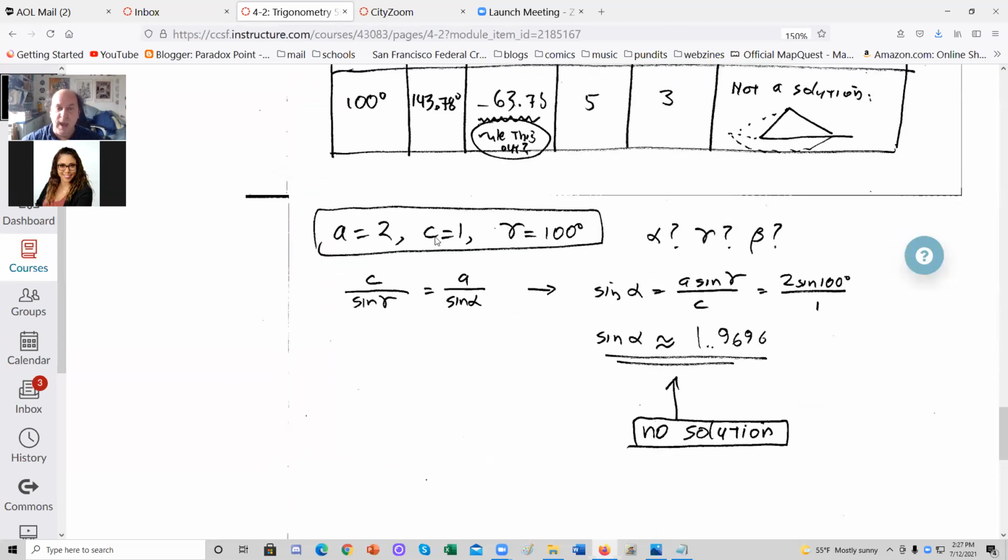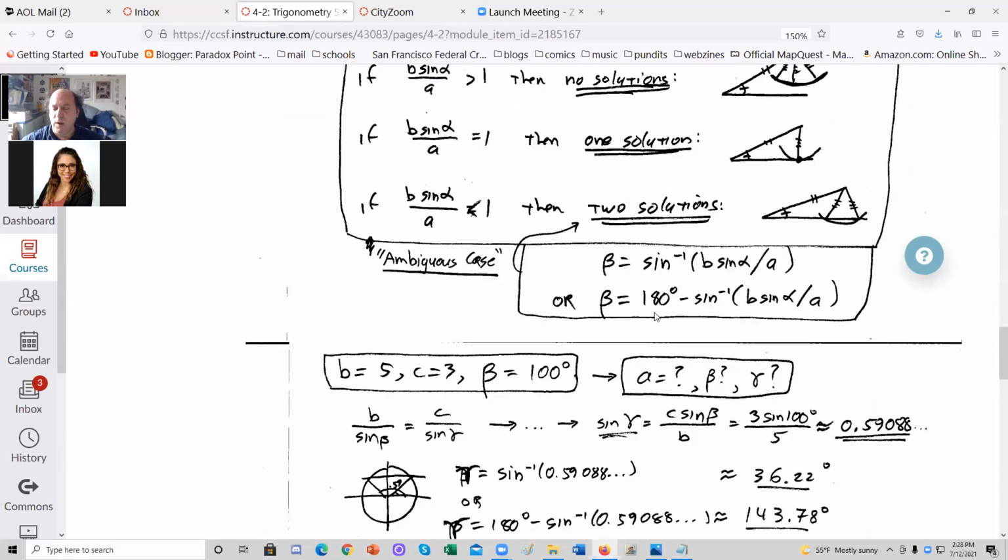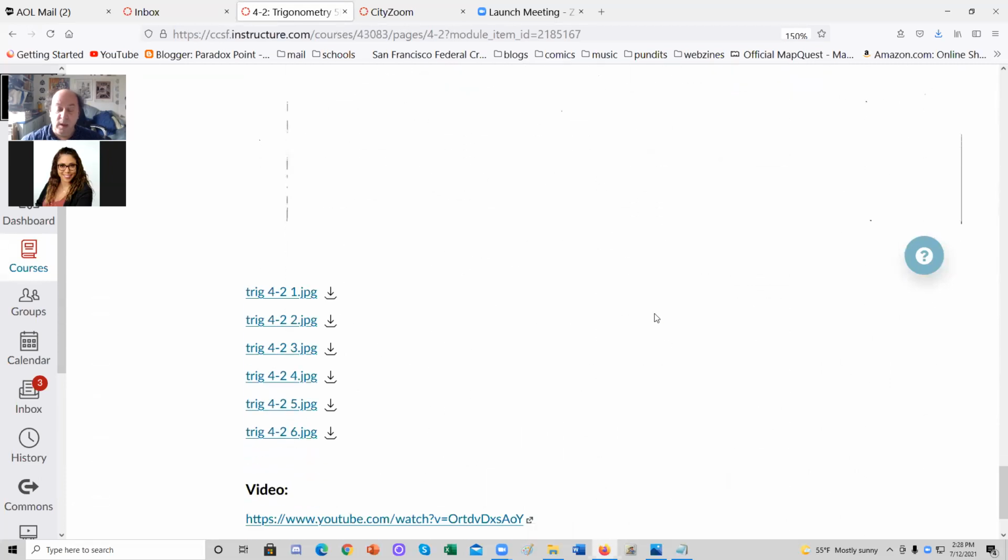Let's try this. A equals 2, C equals 1, gamma is 100 degrees. What's alpha, what's gamma, what's beta? All right, so we're given C and gamma. We're given A, so we need to find alpha. C over sine gamma equals A over sine alpha. You flip both of these over, move A over to the other side. Get sine alpha equals A sine gamma over C. That'll be 2 sine 100 over 1, which is about 1.9696. Bigger than 1, and therefore there's no solution. Okay, I think that covers these.